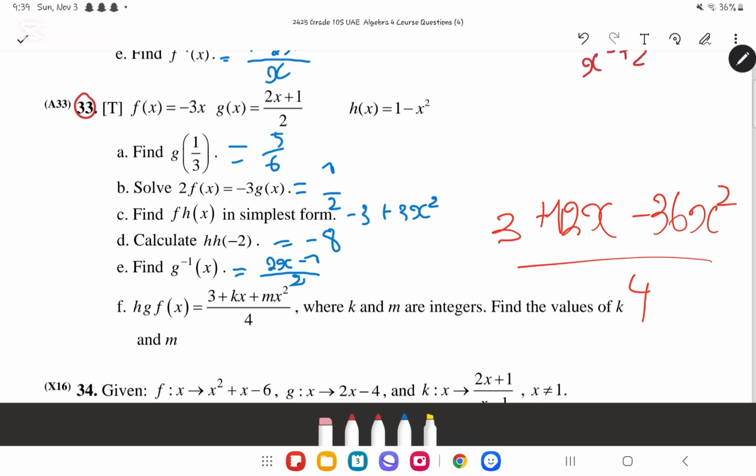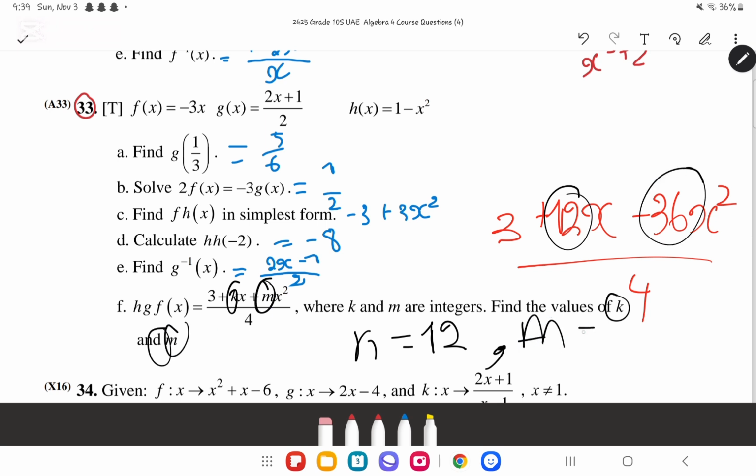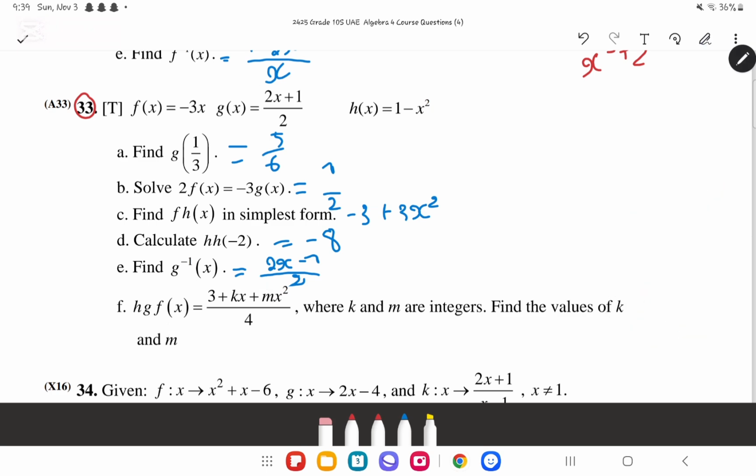So what are they looking for? They are looking for the values of k and m. K is here, m is here. So therefore, k is going to be this number over here, which is 12. And then m is going to be this number over here, which is minus 36. So these are the top questions done.